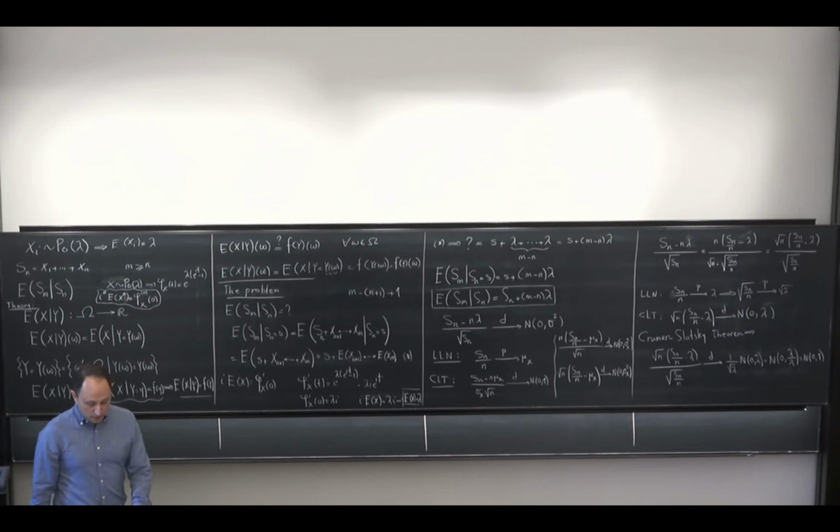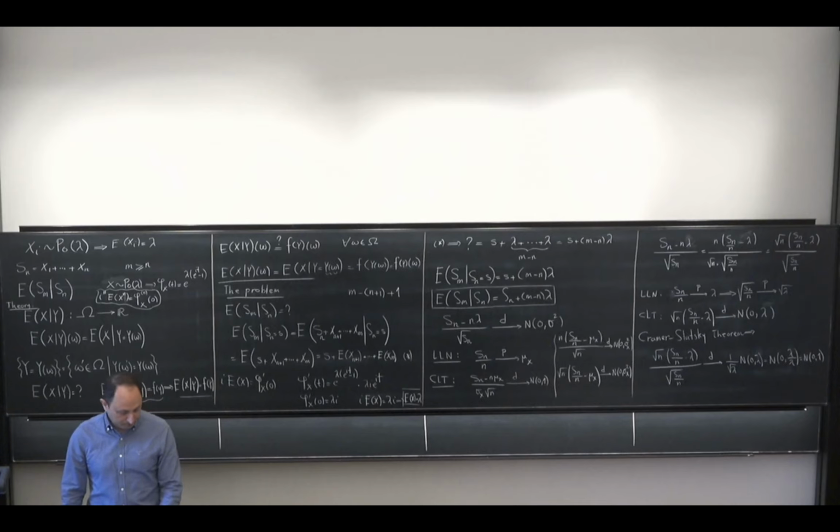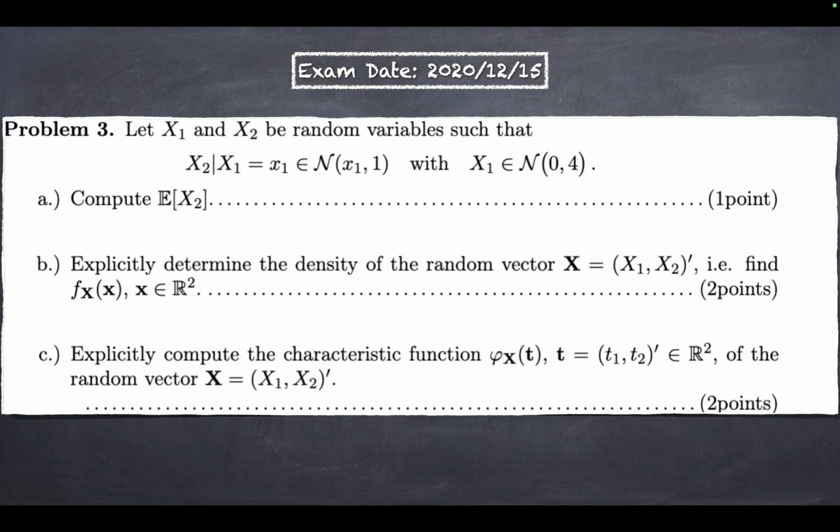Okay, so let us go to the next problem. This is problem 3 of exam 2020. So we have two random variables x sub 1 and x sub 2, and we have this information. We know that x2, provided that x1 is equal to x1, is normally distributed with mean x sub 1 and variance 1. And you can see that x1 is normally distributed.